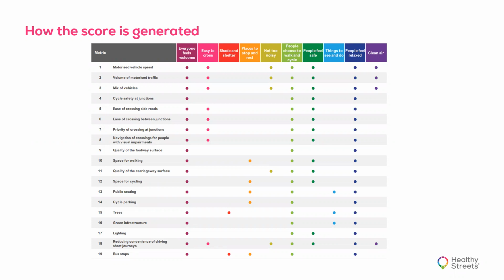While for places to stop and rest, the only change that would have contributed to that is only one of the 5 metrics that scored, the one for public seating. There were still pinch points on the footways. There was still a poor quality surface as well.